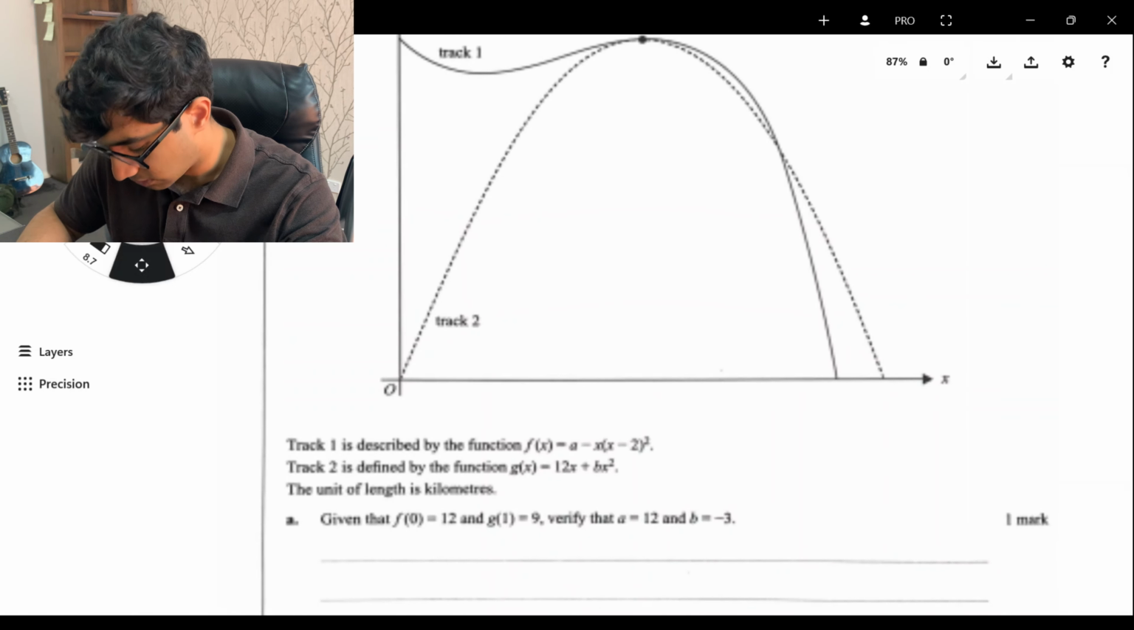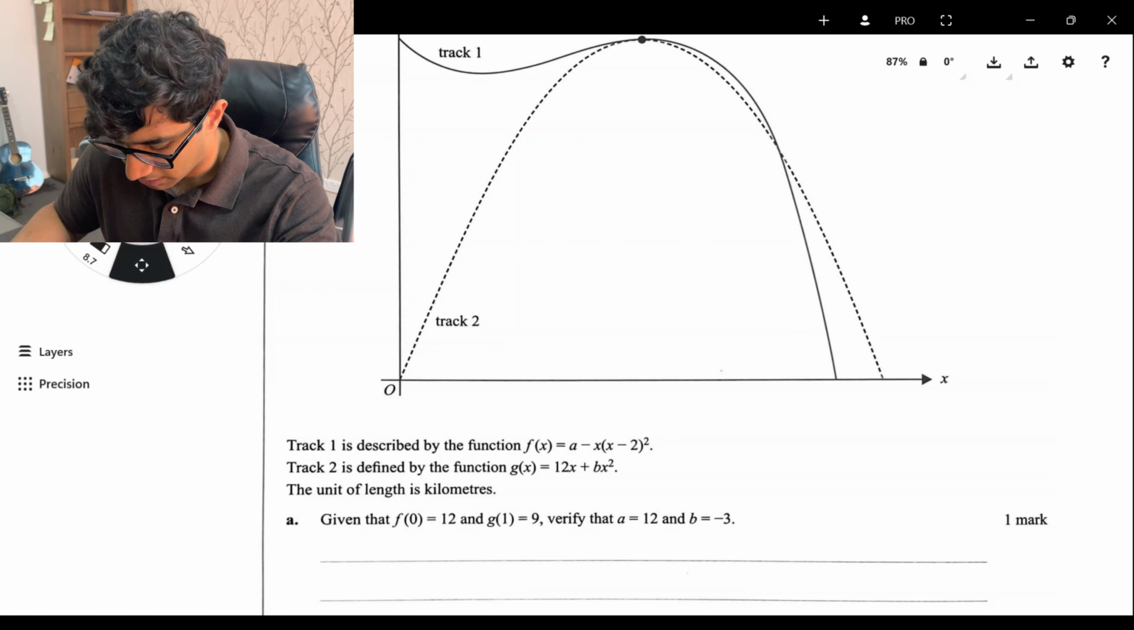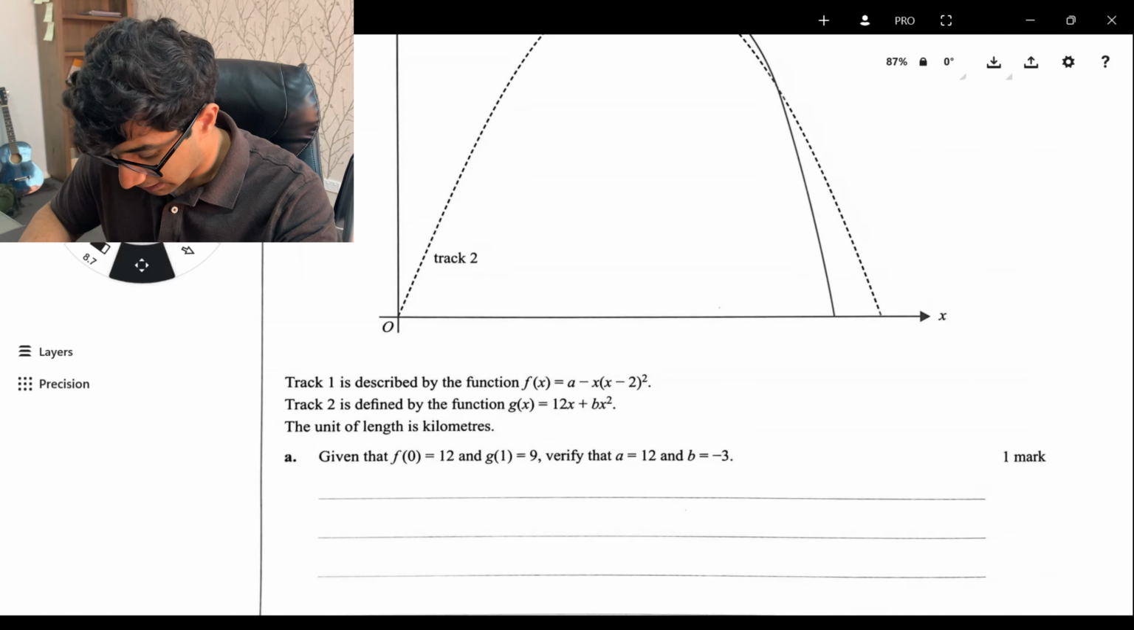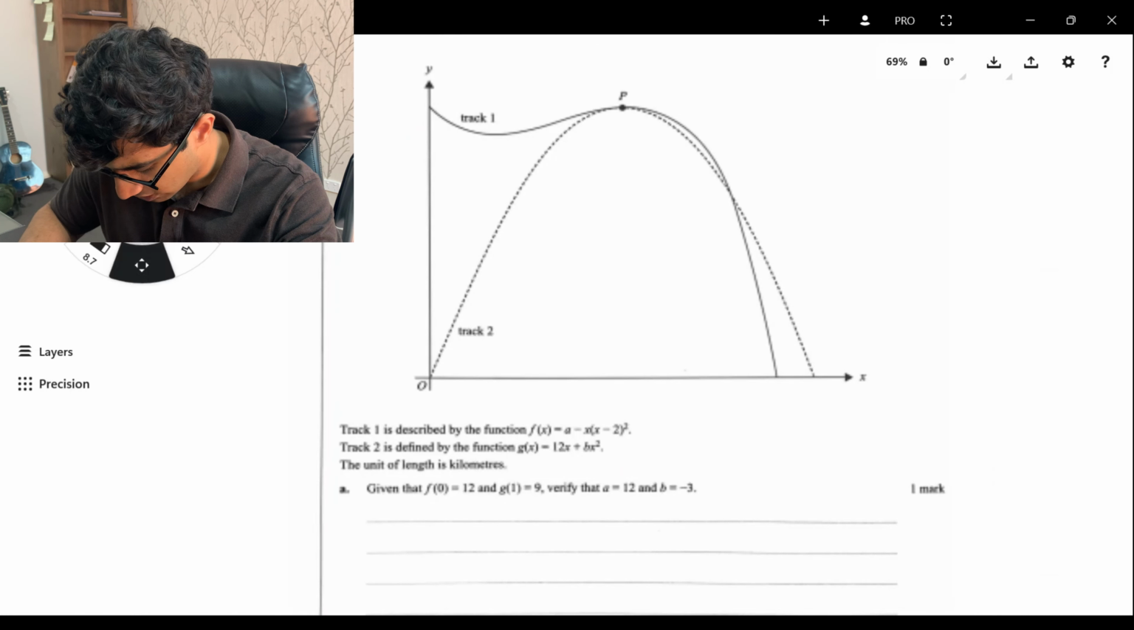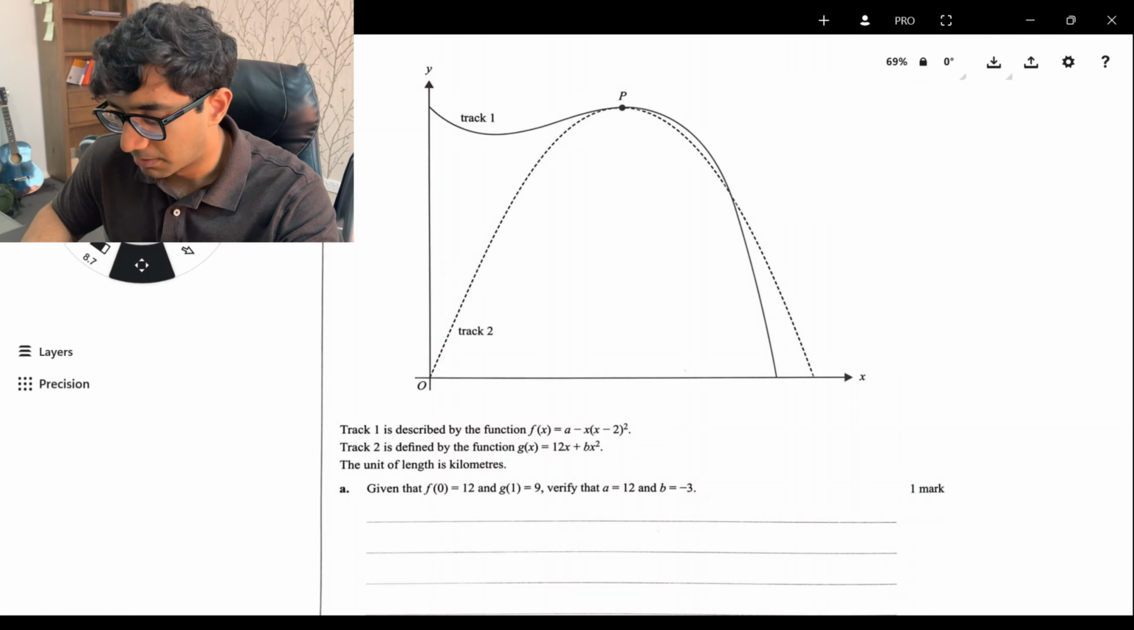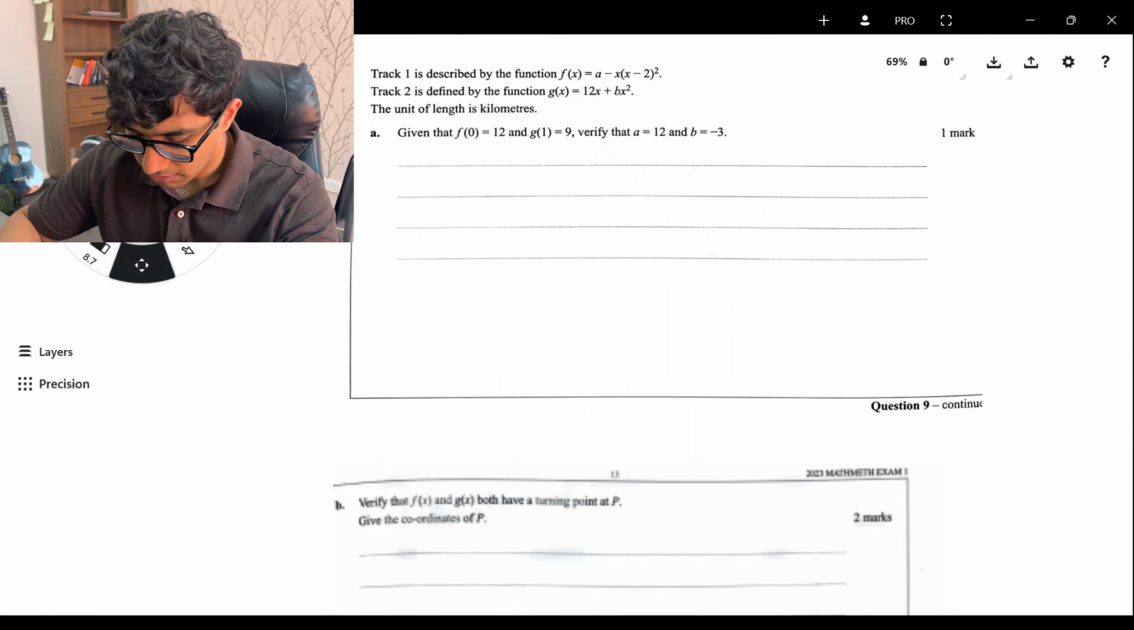And track 2 is just defined by a parabola, so that's fine. Okay, given that f of 0 is equal to 12, and f of g of 1 is equal to 9, verify that. So you just sub your numbers in and you should be fine.